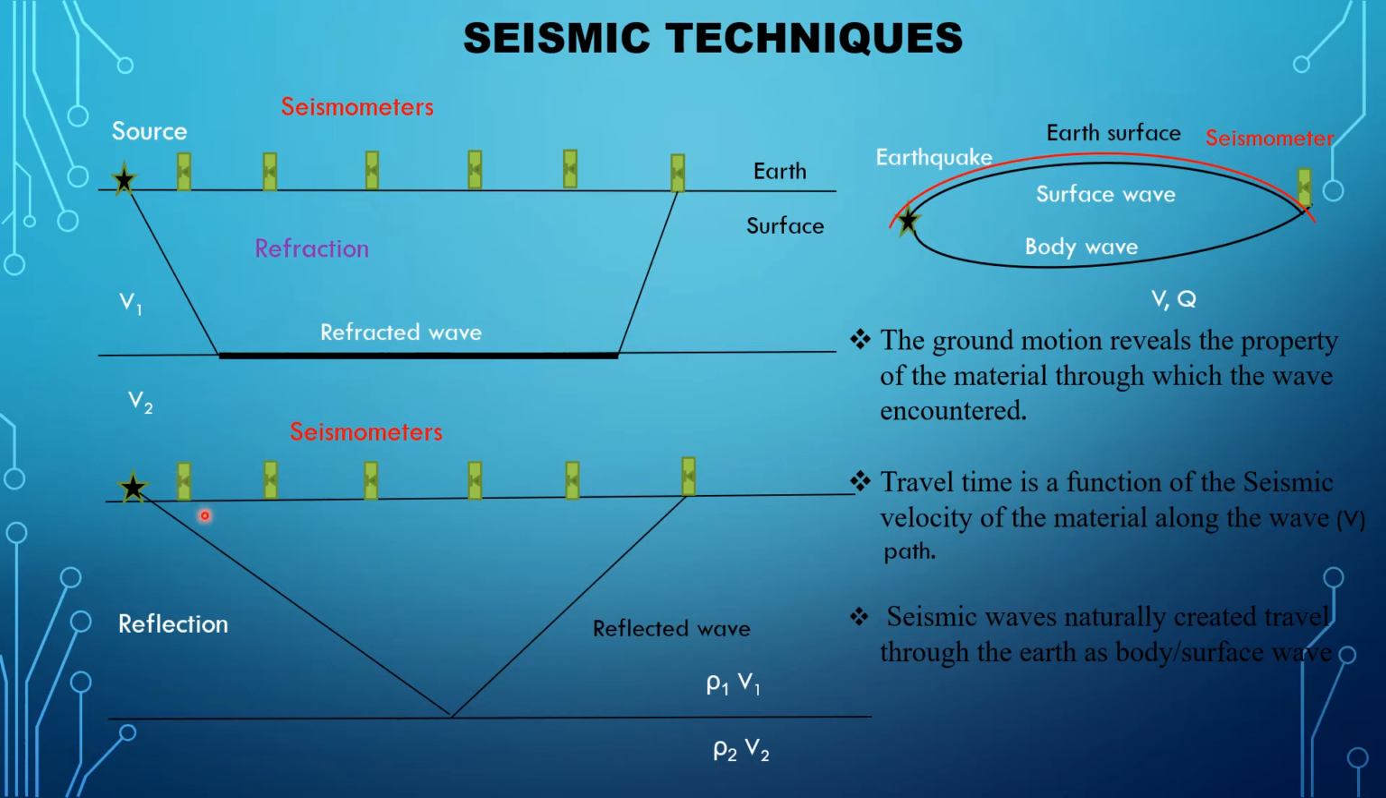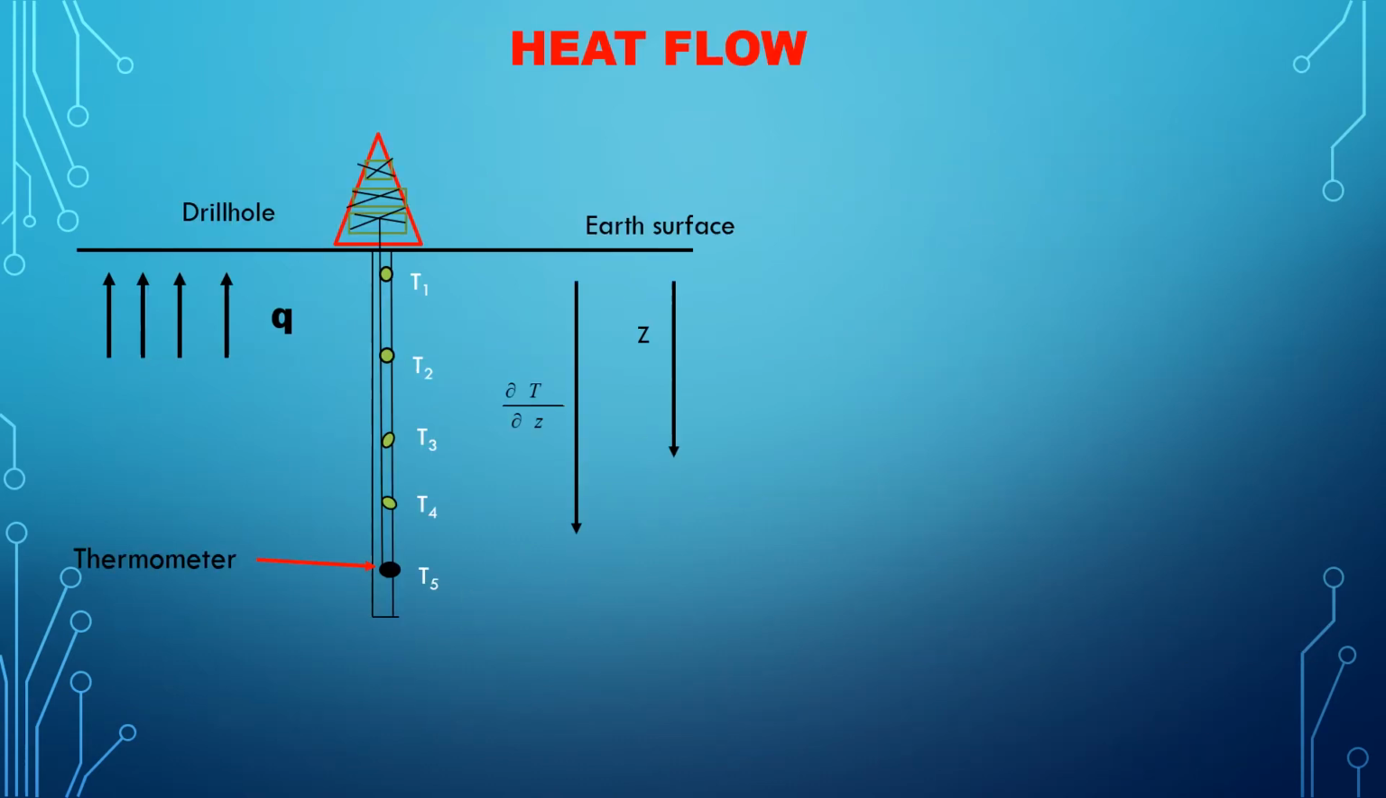And for the reflection method, the seismometers are placed the same, with the source, and the seismic wave encounters a change in the acoustic impedance, that is the change in the product of rho and v, so that reflection occurs. This is called the controlled source seismic wave, whereas the earthquake is called the natural source. This is the controlled source seismic waves.